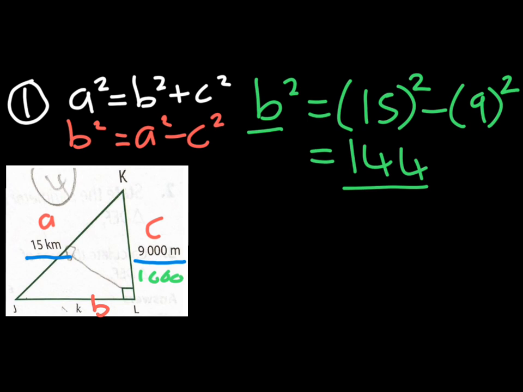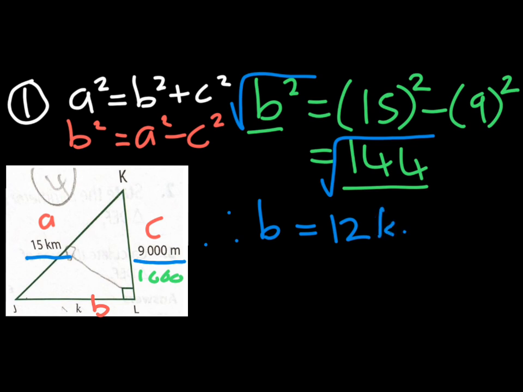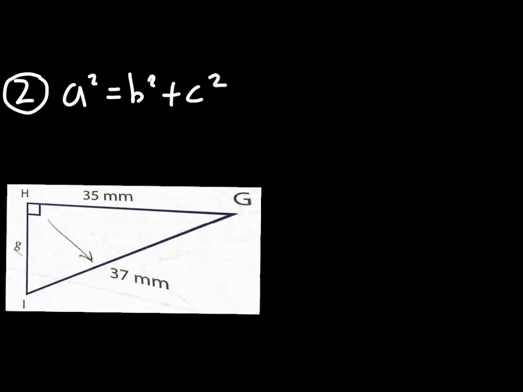And how do we get rid of the square? We square root. So we square root 144. Therefore, b equals 12. And now remember, we converted everything into kilometers. So b equals 12 kilometers.